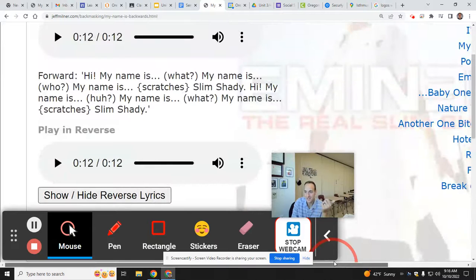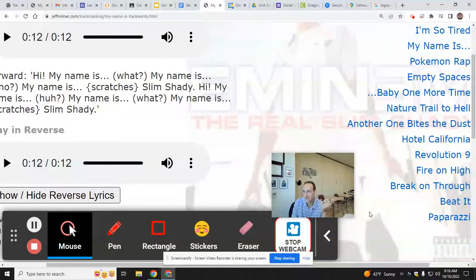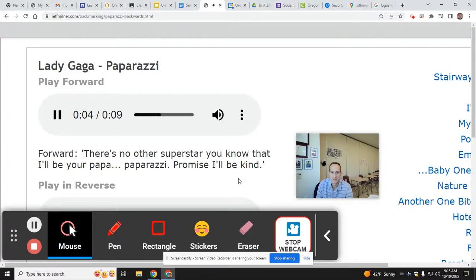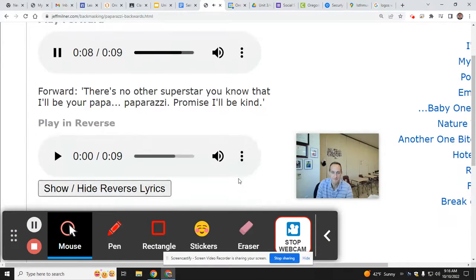I'll do one last one here. I'm trying to remember which one's another good one, and I can do a couple others. We'll do Paparazzi, Lady Gaga. Can't go wrong, right? So here it is forward, and here it is in reverse. So now we're doing bottom up perception because we're just trying to listen and pick up things.